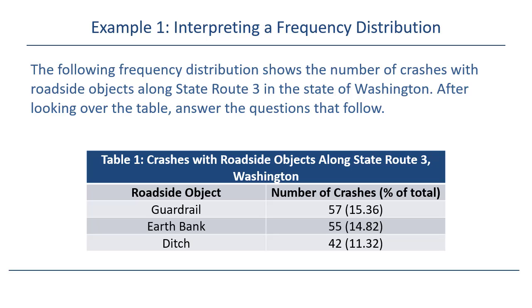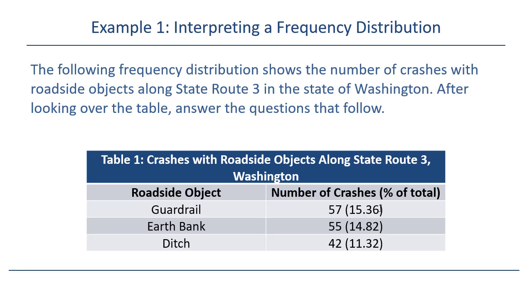It shows the number of crashes with roadside objects along a certain highway. Now you'll notice that there are two numbers, a number and then a thing in parentheses, but then the title tells you that this is a percentage of the total. So this is an augmented frequency table. It gives us frequency, but then it also gives us percentages, which in technical terms is a relative frequency. So sometimes you'll hear a relative frequency table being described, and when you have relative frequencies, you have percentages.